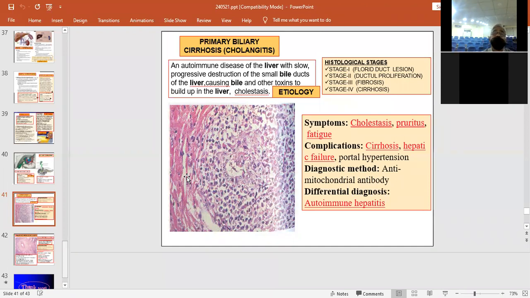The complications which can develop in cases of cholangitis, whether it is secondary, primary, or sclerosing, are the same: cirrhosis, hepatic failure, and portal hypertension. These are the three commonest, or you could say this is the end stage. After cirrhosis comes hepatic failure, that is end stage liver disease, or the patient develops portal hypertension and esophageal varices and bleeding diathesis. The patient may be anemic. So you can easily judge the severity of illness. Diagnosis is by detecting anti-mitochondrial antibodies, and as it is an autoimmune disease, autoimmune hepatitis is the differential diagnosis.